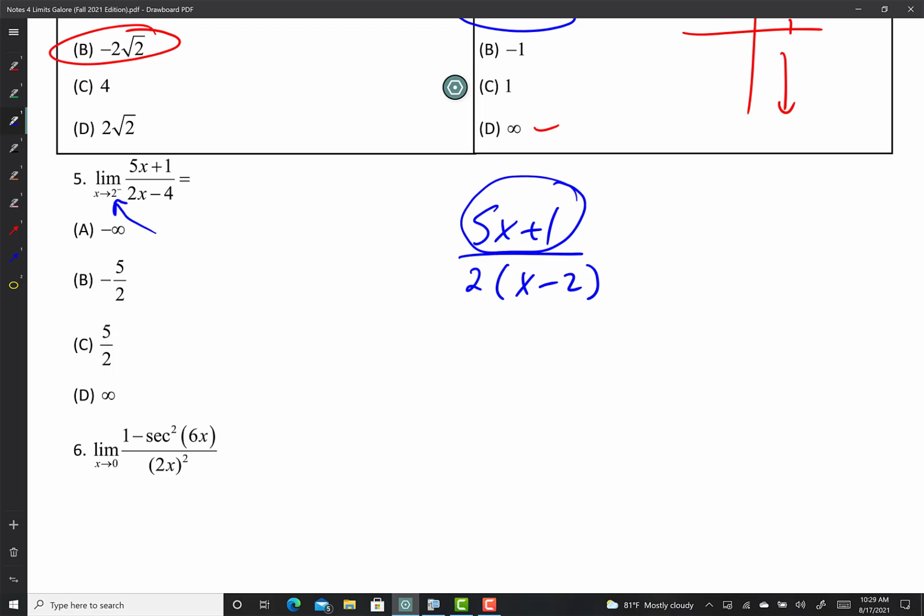If I'm approaching 2 from the left, I'm thinking of numbers like 1.9, 1.99, 1.999. Do you see that? And if I go 1.9 minus 2, that's a negative number. As I get closer to 2 from the left, the denominator gets smaller and smaller, but negative. Does that make sense? So some number divided by a super, super small negative number is going to be negative infinity.